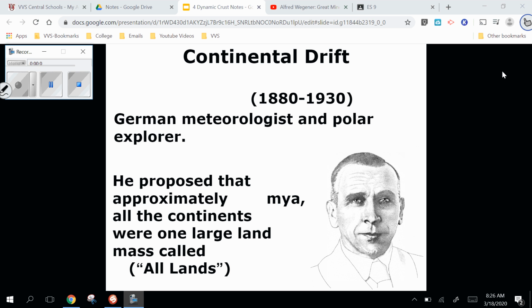All right, so one of the first people to propose and study that the continents moved apart, or what he called continental drift, was a guy named Alfred Wegener. Right? Alfred Wegener was a German meteorologist. He was an explorer. He went to the poles, Antarctica. Notice he only lived for 50 years. He died actually very young. He was on an expedition to Greenland when he died.